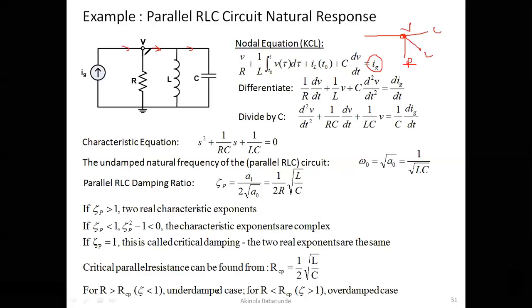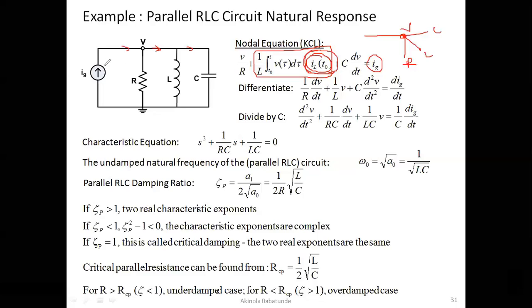So the current passing through R will be equal to V over R, using Ohm's law. The current passing through L will be 1 over L integral of V dt plus the initial current when time is 0. Okay, so you have that here. This is going to be the initial charge before you start charging the circuit.